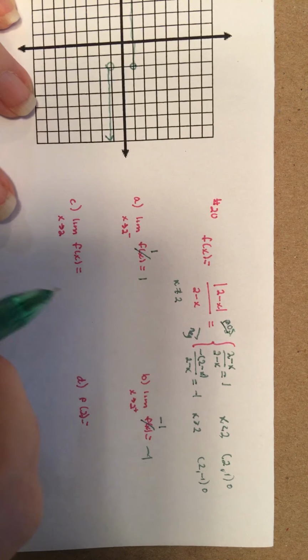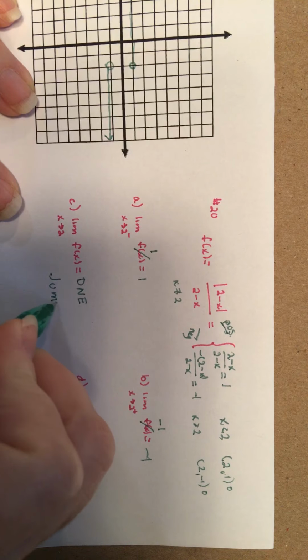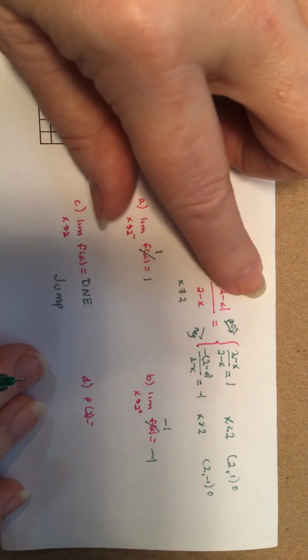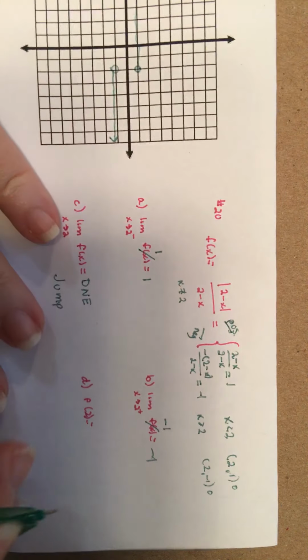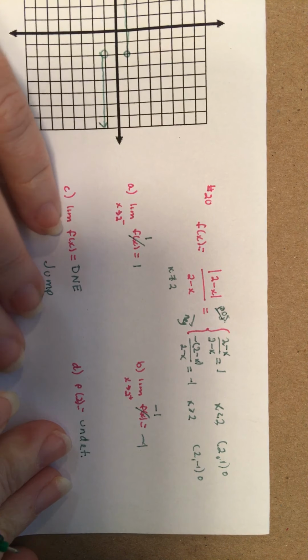Notice these are 2 real numbers. They don't exist. It's D and E. I know you're shocked. You see a jump. We realize this is the indeterminate 0 over 0, so this is indeed undefined.